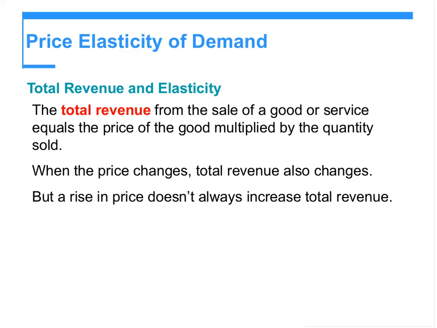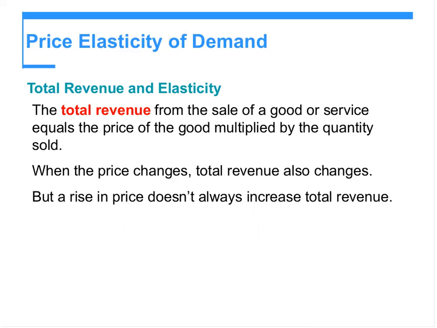So, price elasticity of demand. Okay, total revenue and elasticity. The total revenue from the sale of a good or service equals the price of the good multiplied by the quantity sold. That is the basic rule. How much revenue you make depends on how much you sell and the price of each item that you sell. Okay?